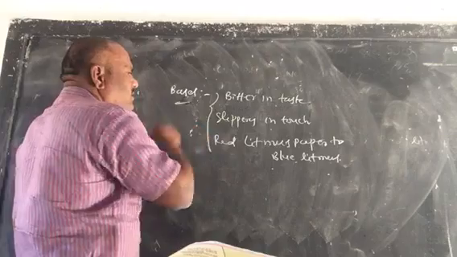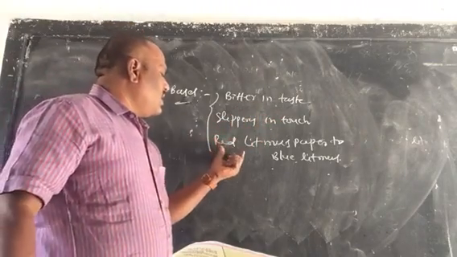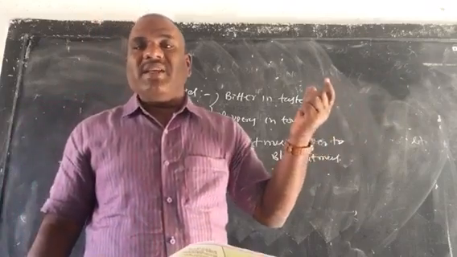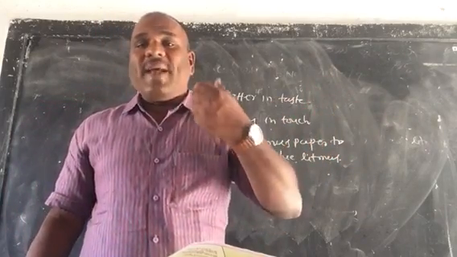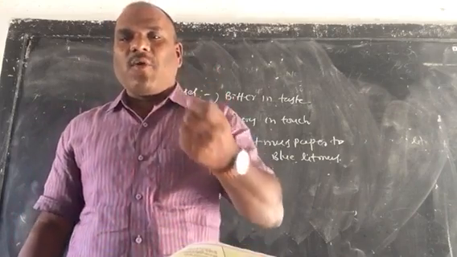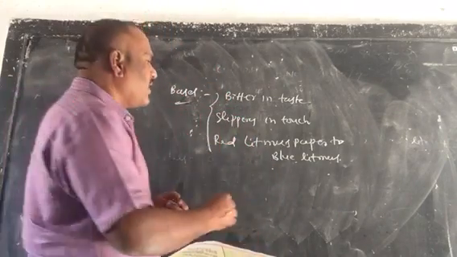So bitter in taste, slippery in touch, and turning red litmus paper to blue litmus paper. So these are bases, children. And how are bases formed in the laboratory? See, bases are formed when metals, children, you can take metals.